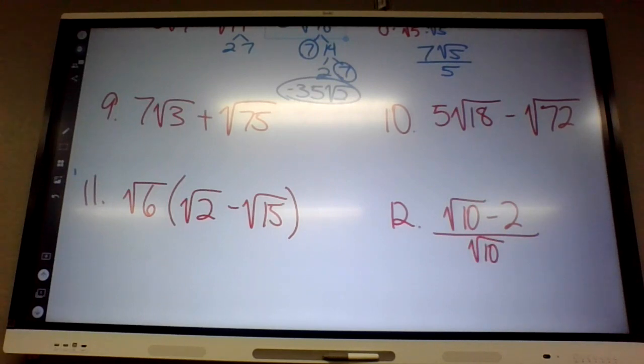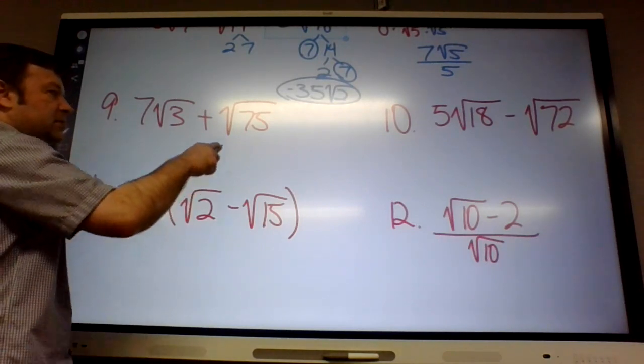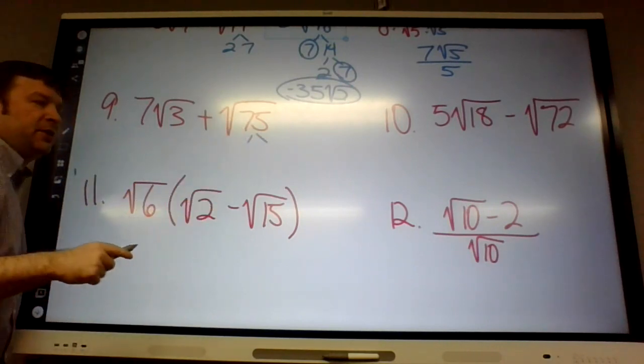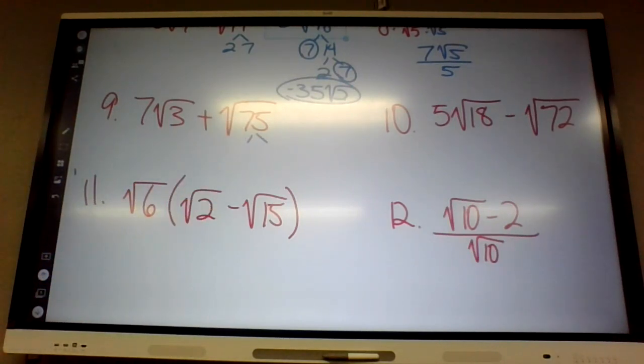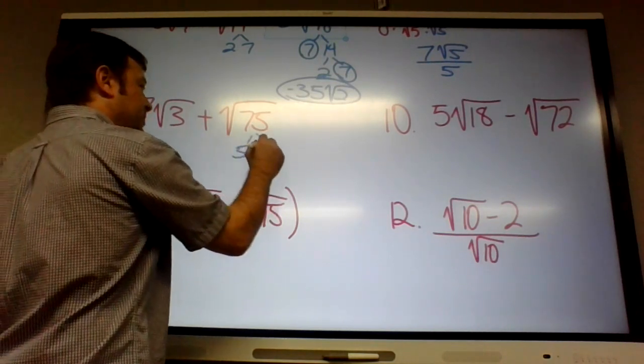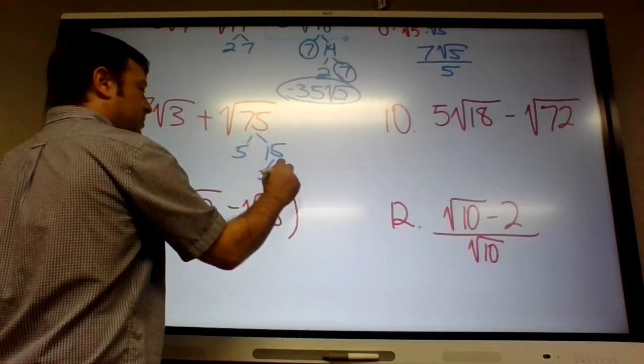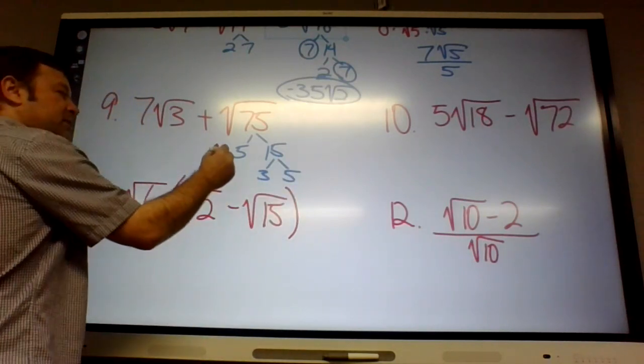Alright, Linux, what can we do on number 9? Do those add together? No. So what can we do? Divide the 75. Do you know something that goes into 75? 5. I think it's 15, right? Or you can do 3 and 25. Okay, so this is gonna become what?